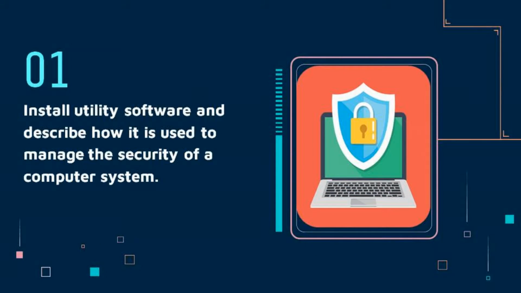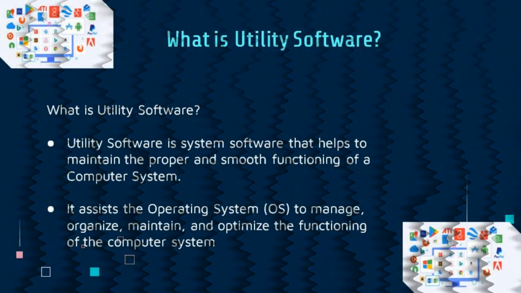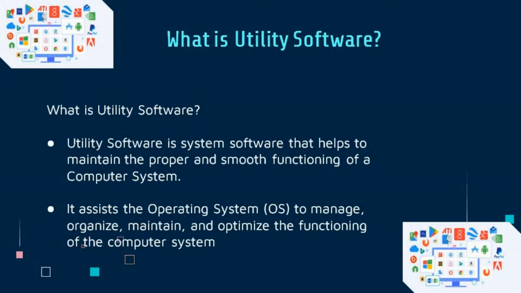Our first objective is to install utility software and describe how it is used to manage the security of a computer system. What is utility software? Utility software is system software that helps to maintain the proper and smooth functioning of a computer system. It assists the operating system to manage, organize, maintain, and optimize the functioning of the computer system.